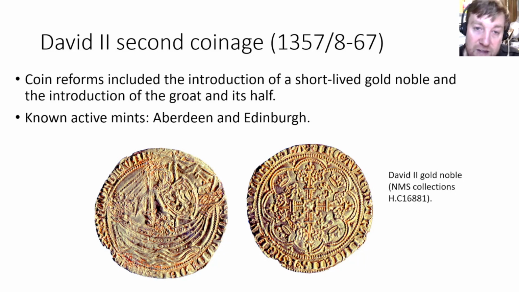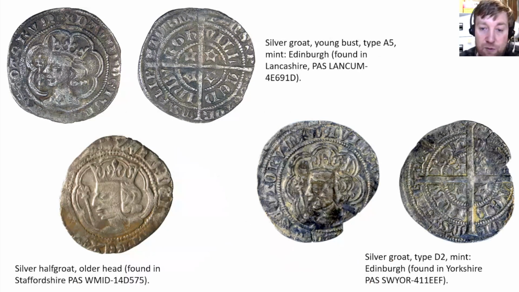So the known active mints for David's second coinage, which ran until 1367, were Aberdeen and Edinburgh. So these examples show various types of groats under David II's second coinage. We can see, again, we keep the same basic design, the single cross with the mullet in each angle, but we also see the resumption of the mint names on the reverse. And this is the same for all the denominations, so the groat, the half groat, the pence, and the halfpenny as well.